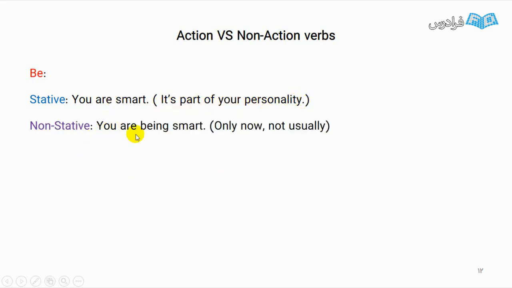But this one, you are being smart. Be is not non-action. This is an action verb. Why? Because only now I think that you are smart. Not usually. You are being smart just for this situation and this time. This is true about have. As I told you, when we are talking about possession, we are not allowed to add ing to the verb. I have a car. This have means own.